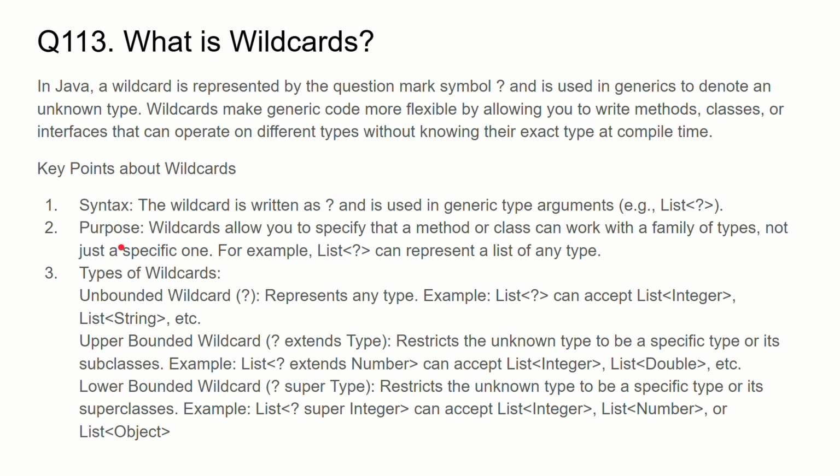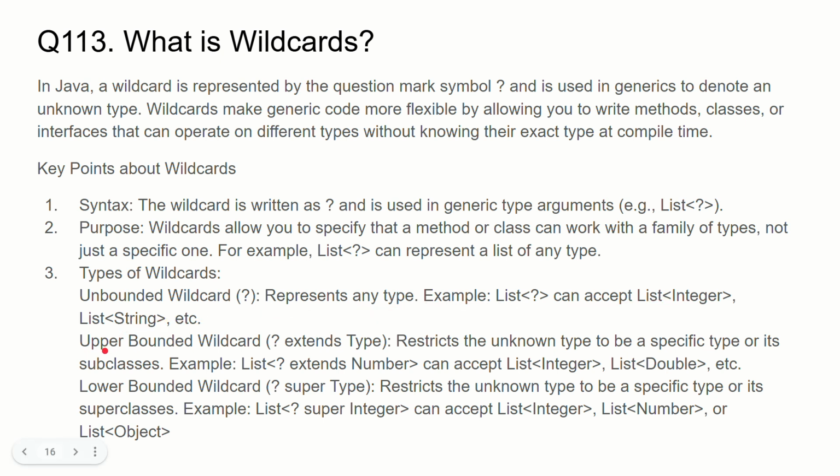Second, the purpose. Wildcards allow you to specify that a method or class can work with a family of types, not just a specific one. For example, List<?> can represent a list of any type. Third are the types of wildcards. We have the unbounded wildcard, which is represented by a question mark. It represents any type. For example, List<?> can accept List<Integer>, List<String>, etc.